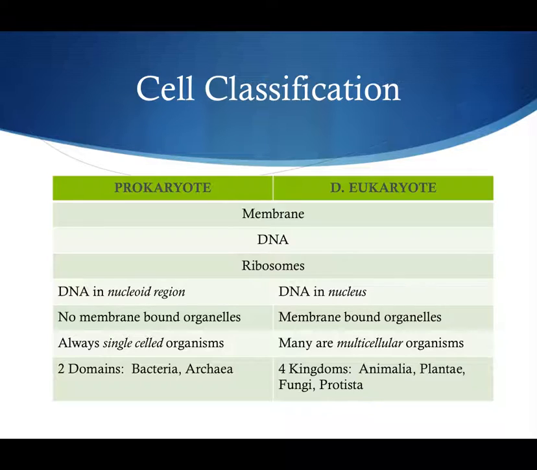Eukaryotic DNA is compartmentalized within a membrane-bound nucleus, and eukaryotes have a variety of other membrane-bound organelles such as mitochondria, chloroplast, and Golgi bodies. Eukaryotic organisms may be single-celled or multicellular organisms. Domain eukarya has 4 kingdoms within it, including the animal, plant, fungi, and protista kingdoms.